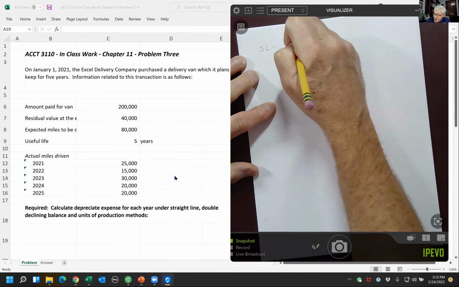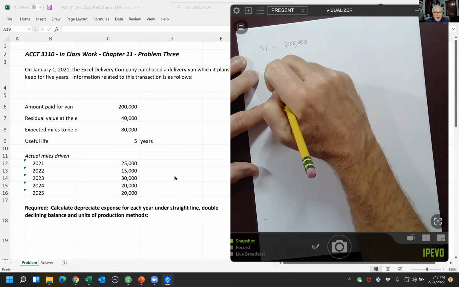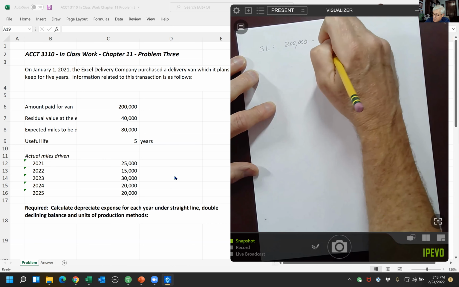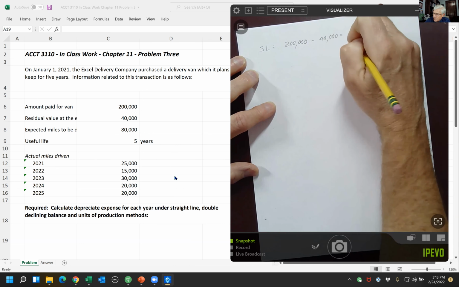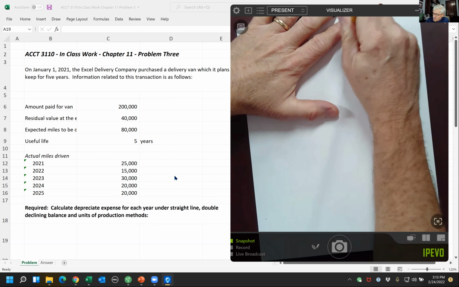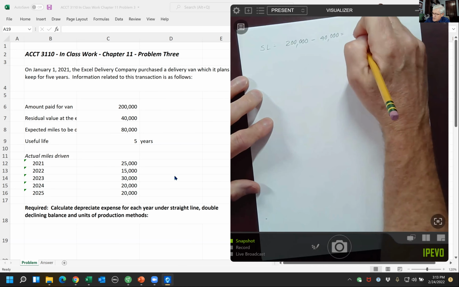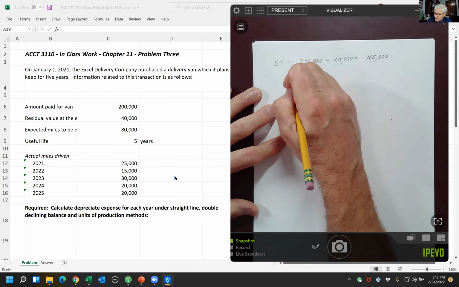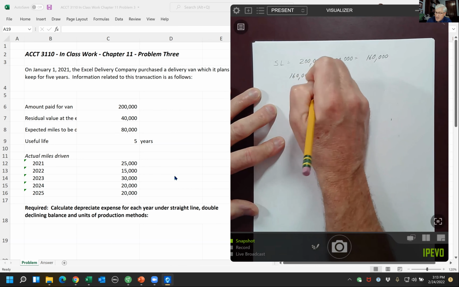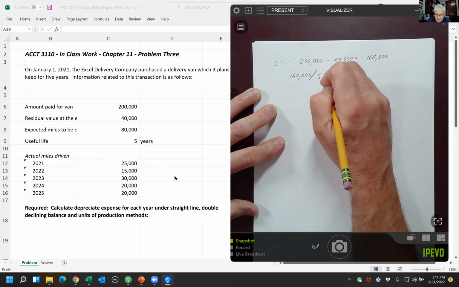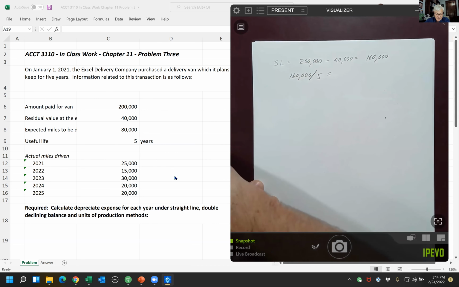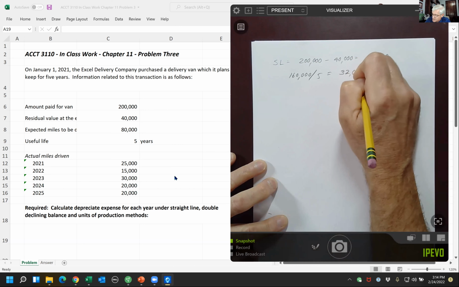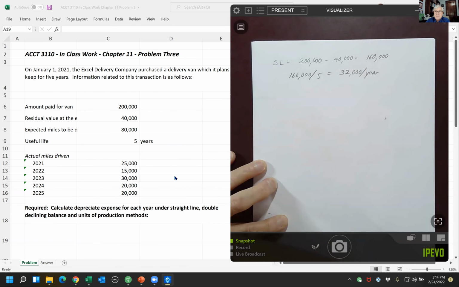I get what's my cost that it really cost me. I paid 200,000 up front, but I get 40,000 back at the end of 5 years. So my real cost is 160,000. Straight line, 160,000, same cost every year, divided by 5 is 32,000 per year.